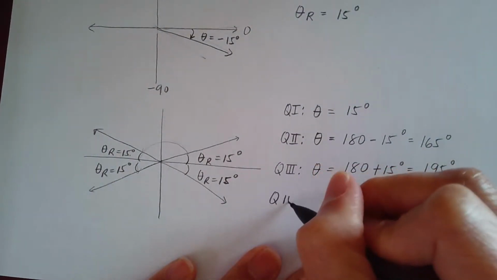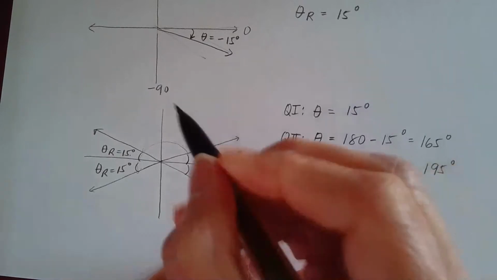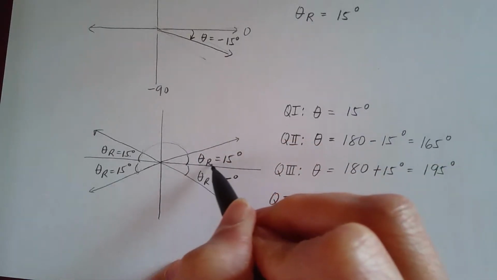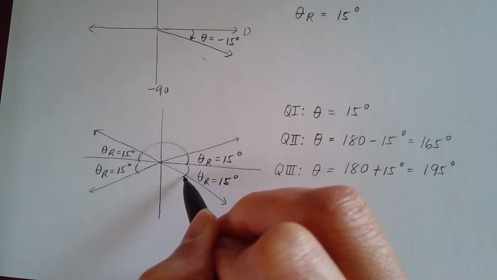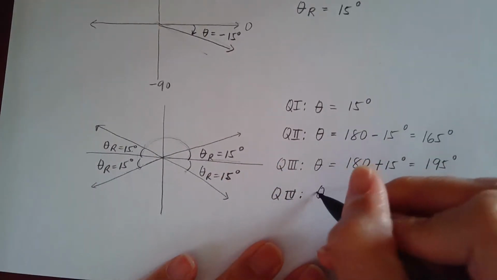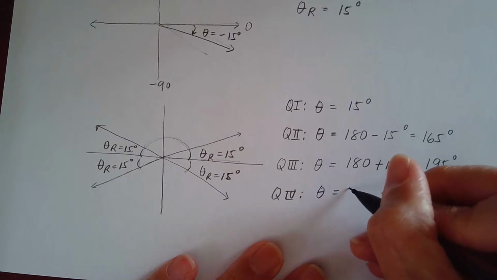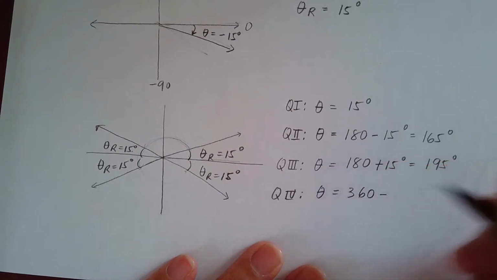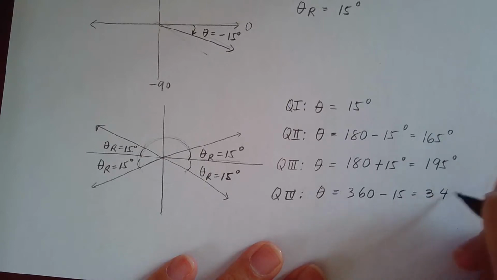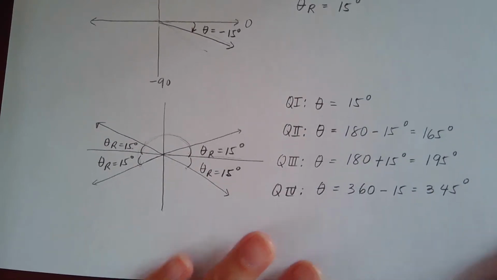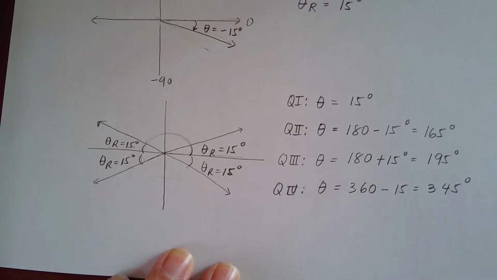And then finally in quadrant number 4, if we go from the initial arm on the x-axis all the way around right there, that's going to be 360 minus 15 degrees, and it's going to be 345 degrees. So what does that mean?